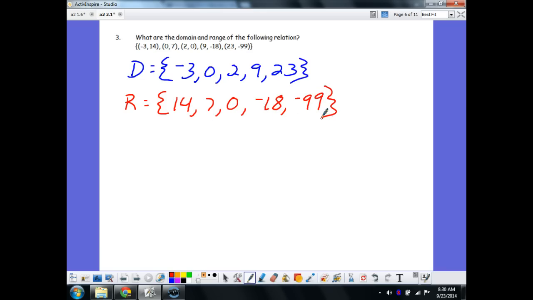Now, once again, domain and range, order really doesn't matter when you're listing them. It does with interval notation. Remember, negative infinity to infinity when you're dealing with those graphs. But with these, where you're just listing values, the order really does not matter. And that is a quick review of domain and range.